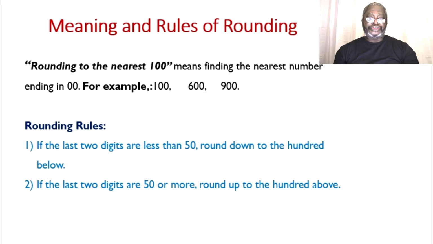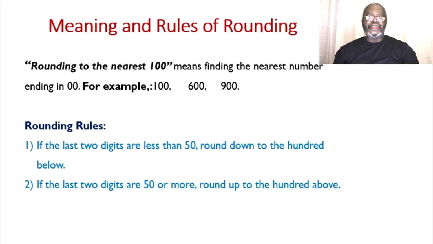If the last two digits are less than 50, round down to the 100 below. For example, if the last two digits are 48, you round down. If the last two digits are 35, you round down. But if the last two digits are 50 or more, you round up to the nearest 100 above. So if it is 50, you round up. If it is 60, you round up. If it is 51, you round up. If it's 99, obviously, you round up.